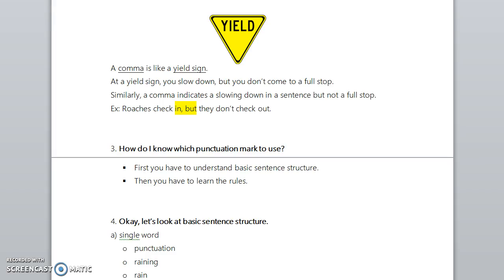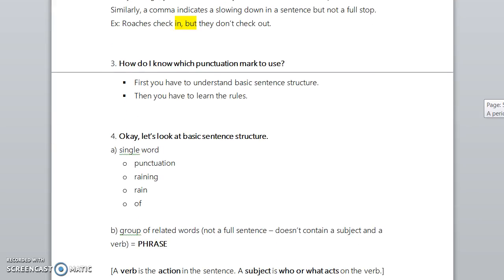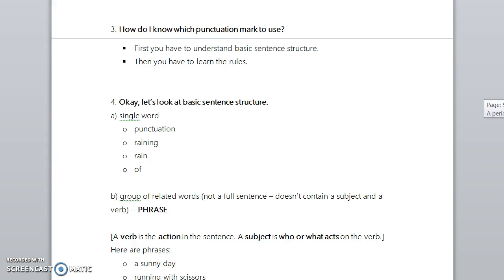How do you know which punctuation mark to use? You were probably told in grade school or even high school to use a comma when you pause or take a breath. If that advice worked for you, it is only by coincidence because we breathe where punctuation occurs. You really have to understand basic sentence structure. Then you have to learn the rules. Okay, so let's look at basic sentence structure.